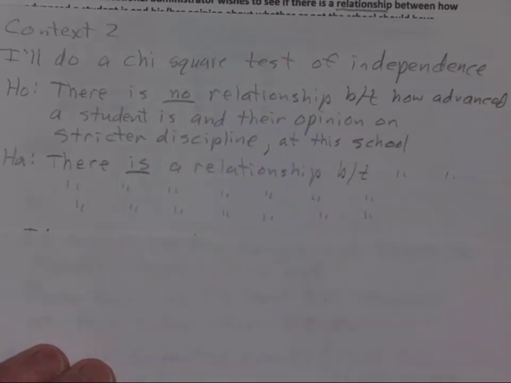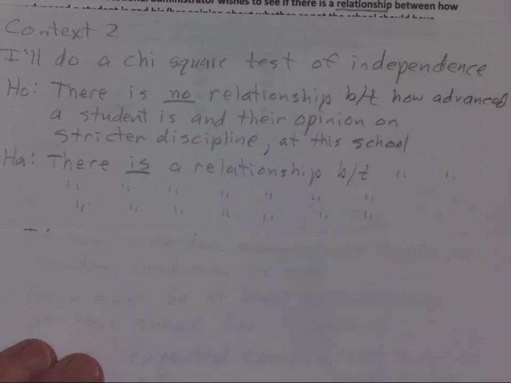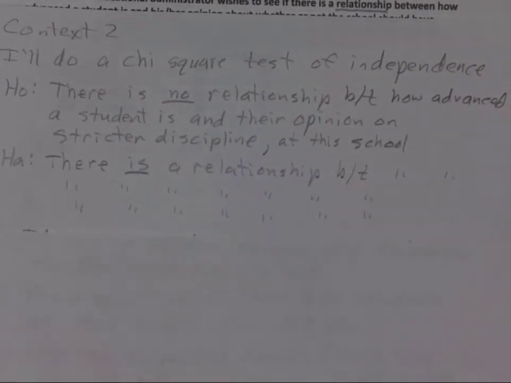That you would say the null hypothesis would be that how advanced the student is and their opinion on stricter discipline at the school are independent. And the alternative would be that they are not independent. Okay? So I tend to use relationship or whatever's asked for in the problem. All right, so that's our T, that's our hypotheses.